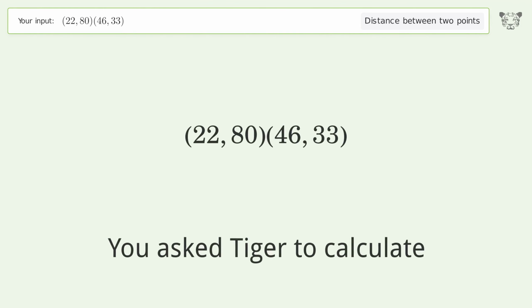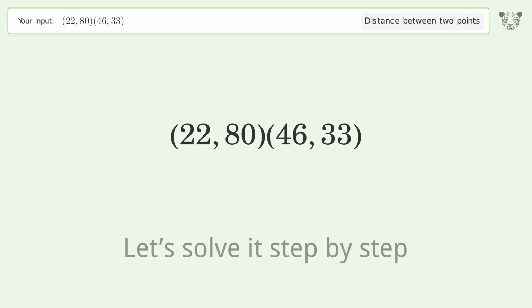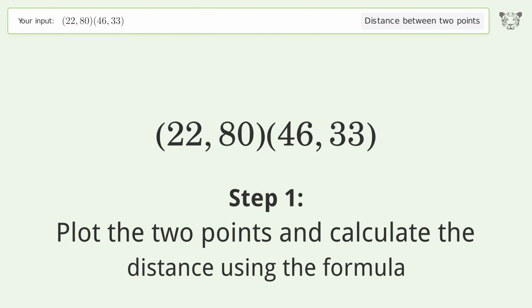You ask Tiger to calculate. This deals with the distance between 2 points. The distance between the 2 points is the square root of 2,785, or 52.773. Let's solve it step by step. Plot the 2 points and calculate the distance using the formula.